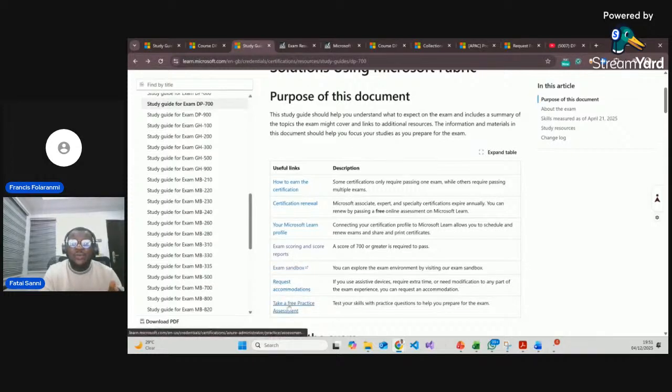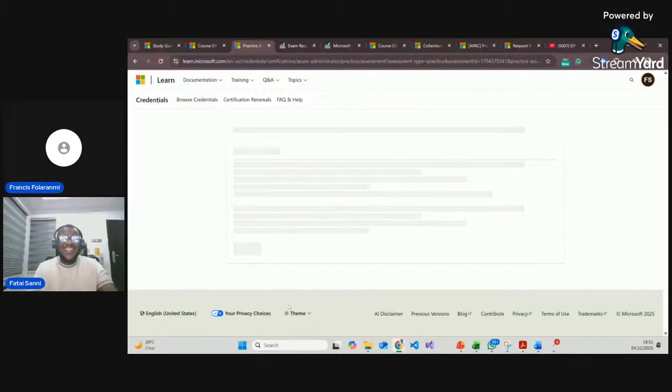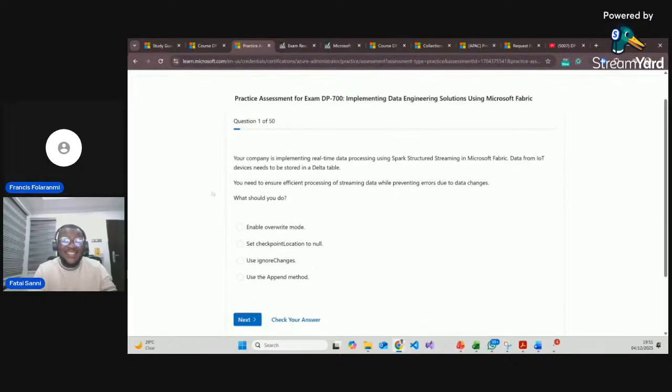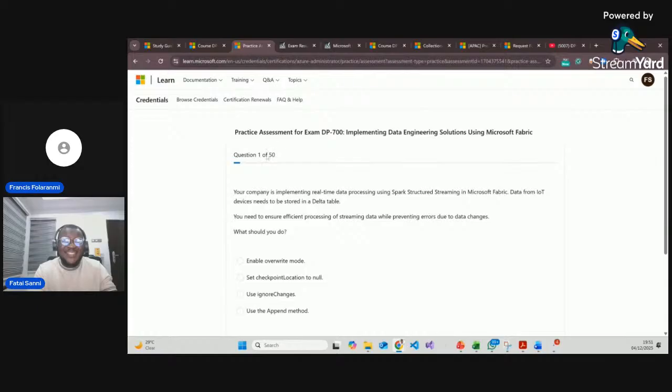Let's quickly also take a look at the practice assessment. Francis said, congratulations, 176 will not pass. So you see, these are practice questions. You have 50 practice questions in your Microsoft practice assessment. So once you've gone through your learning module and the study guide, and you want to take some practice, you can take these practice questions here.